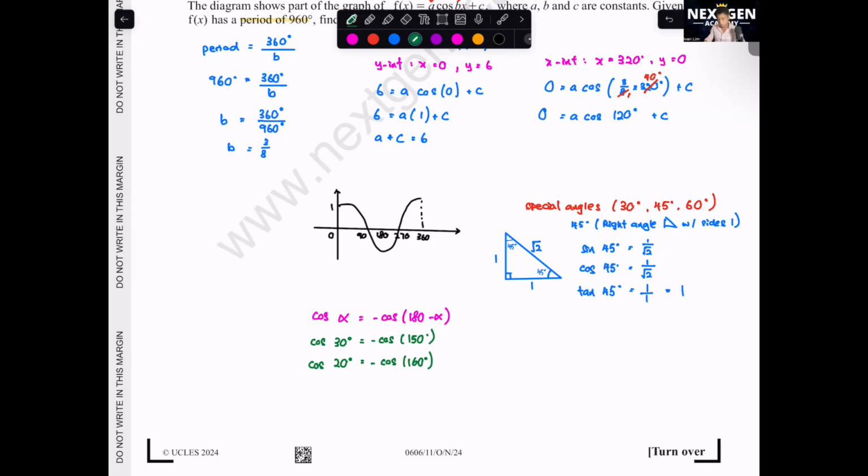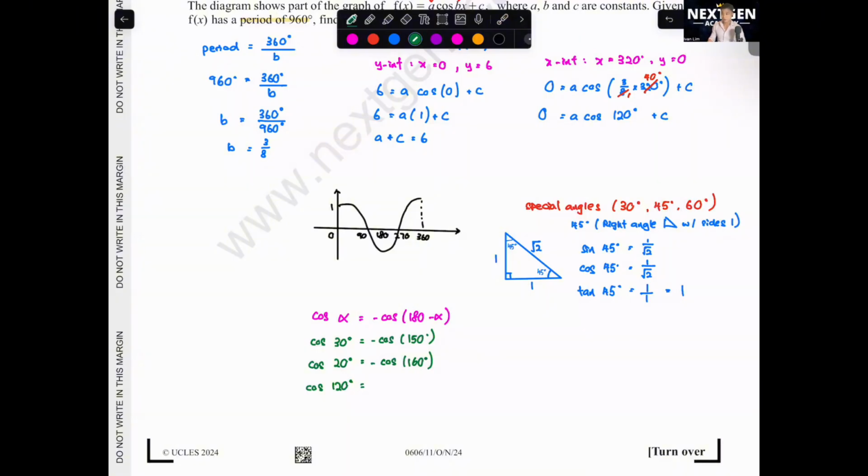So what is cos 120 actually? We are trying to find cos 120, right? What is the value that we want to find? Or what's the equivalent value?